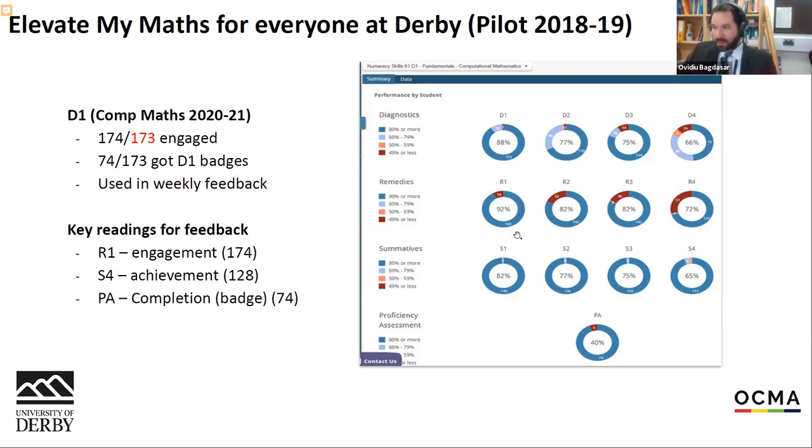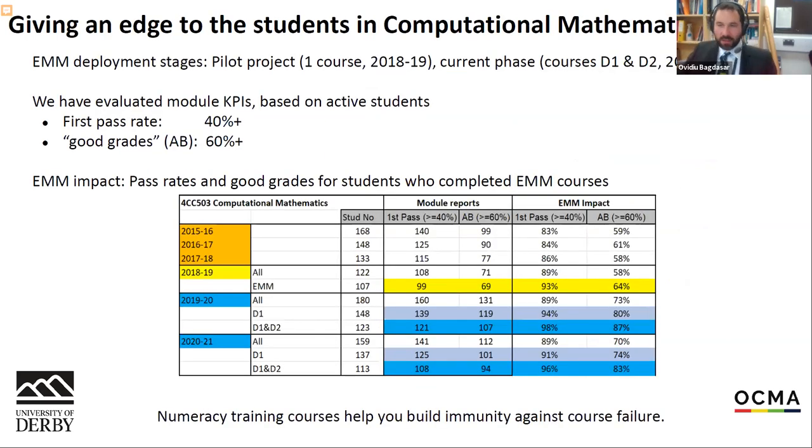Based on this dashboard, I'm able to give student feedback in 10 seconds. I can look at the number of students doing the first remedy, which is 174, the largest number in this dashboard. This is the total number of students engaging. Then I look at the fourth summative, the students who completed all the previous three summatives, which tells me how many engaged to a significant degree. Then the proficiency assessment: students with 80% or more also get a digital badge, so we deployed digital badges.